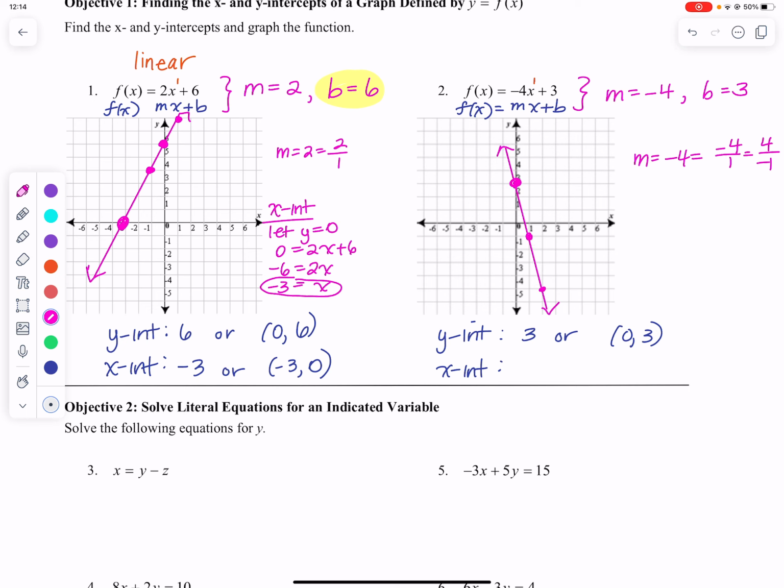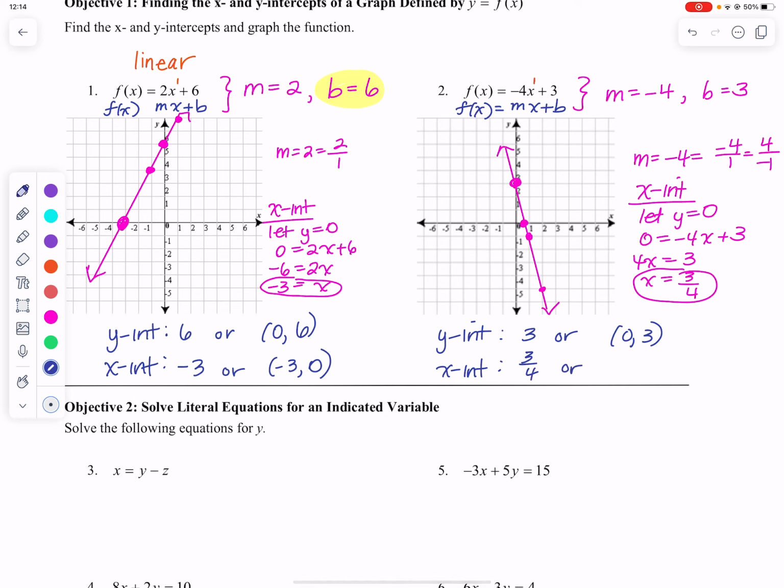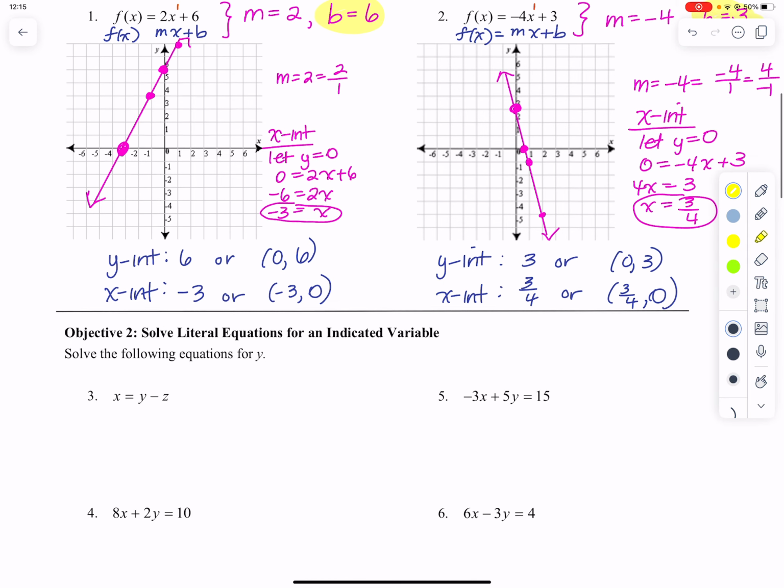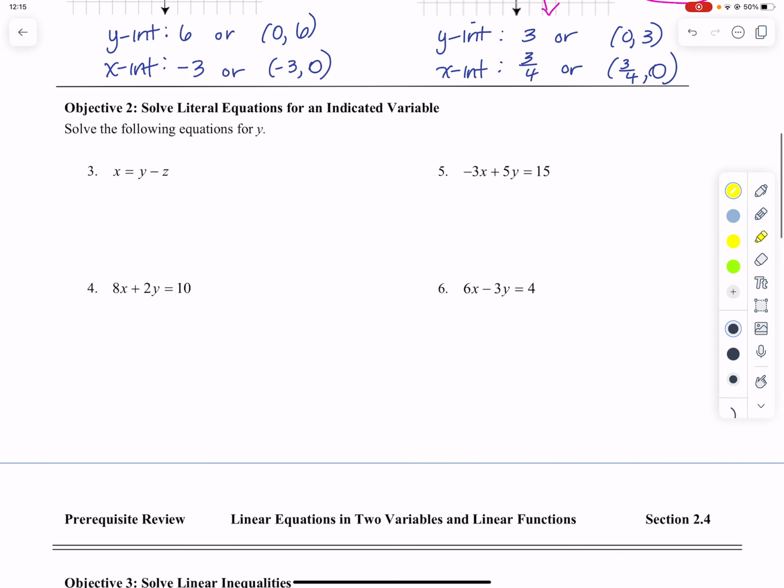Now, we do have to be careful because as you can see that x-intercept right here, we are going to go ahead and solve for that. We shouldn't just assume where we have sketched will be that. So that is let y equals 0. 0 equals negative 4x plus 3. 4x equals 3. And x equals 3/4. So as you can see, we now have 3/4 as our x-intercept, or the point 3/4, 0. So those are our intercepts.